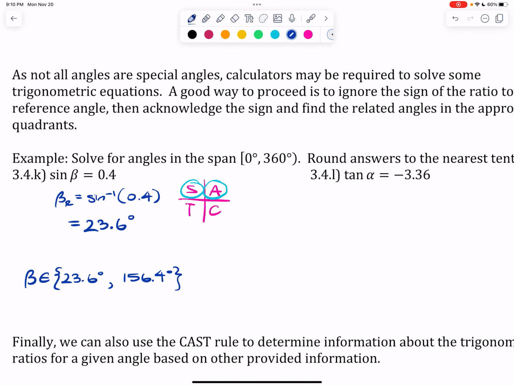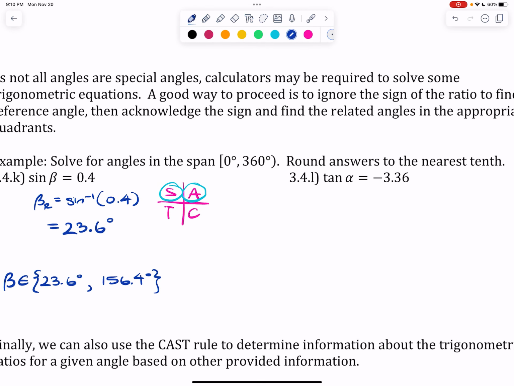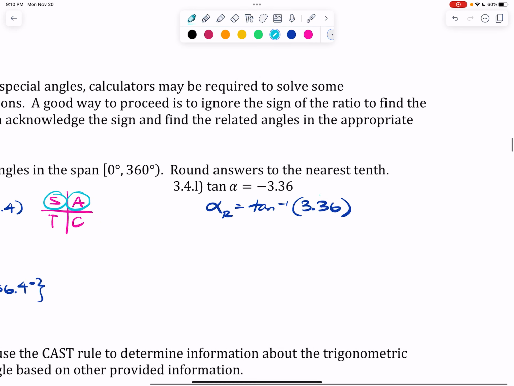In this last one, we're dealing with a negative ratio, but that does not concern us at first. We ignore that at first. We say the reference angle will be found by using the inverse function of just ignoring the sign on that 3.36. So please note that this is positive. For finding the reference angle, that has to be positive. It seems there's always someone every year who doesn't do that. Don't let it be you.